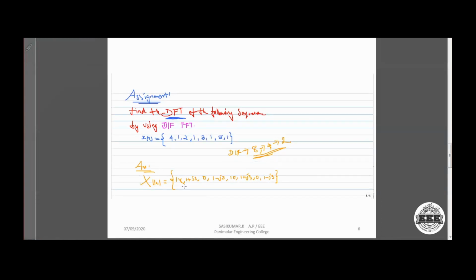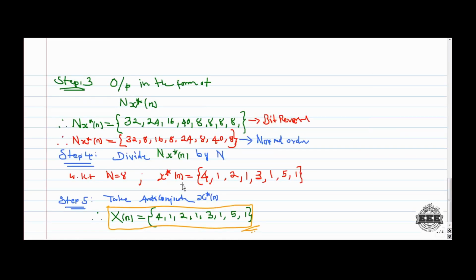4, 1, 2, 1, 3, 1, 5, 1. So this is your output sequence. Today we have solved this. We took the x of n given sequence and determined this output. So for the DFT, but today in this session we solved the IDFT. Okay.